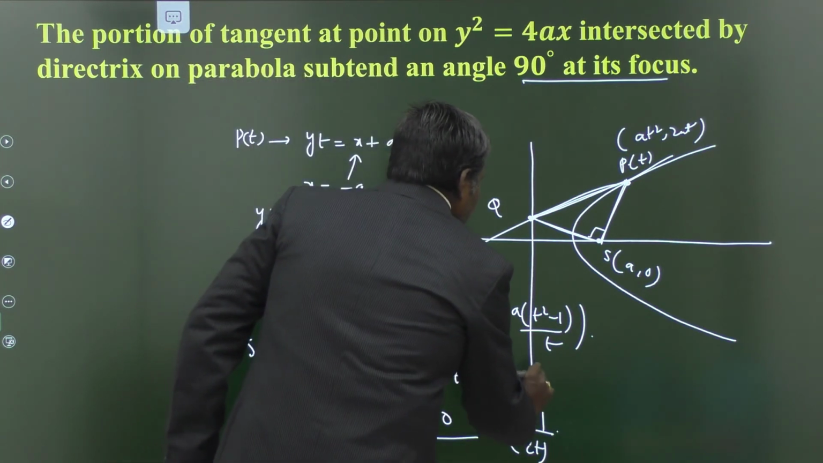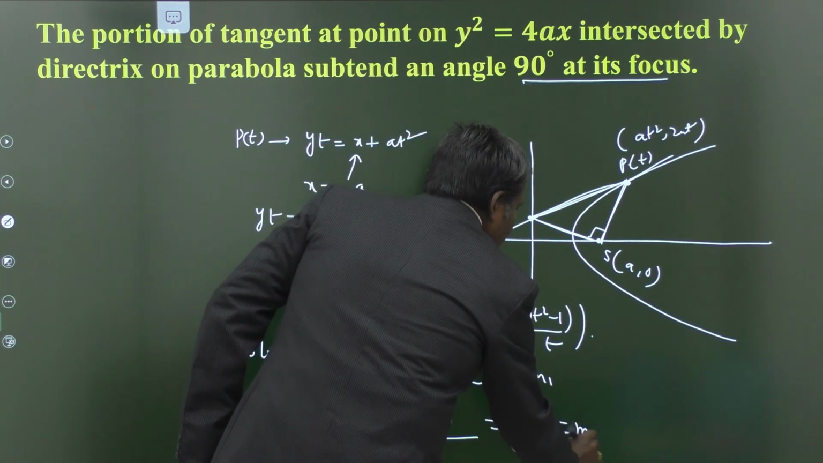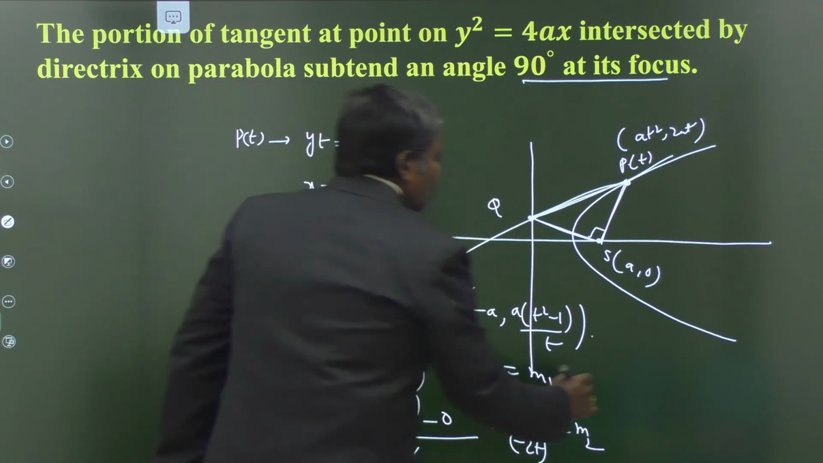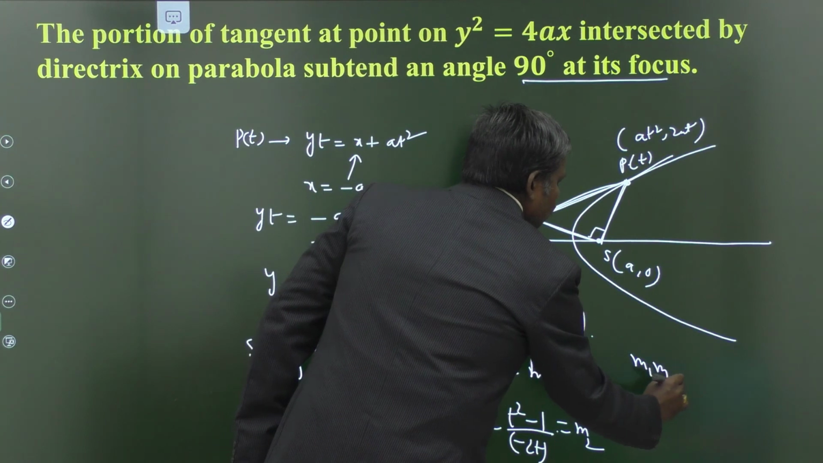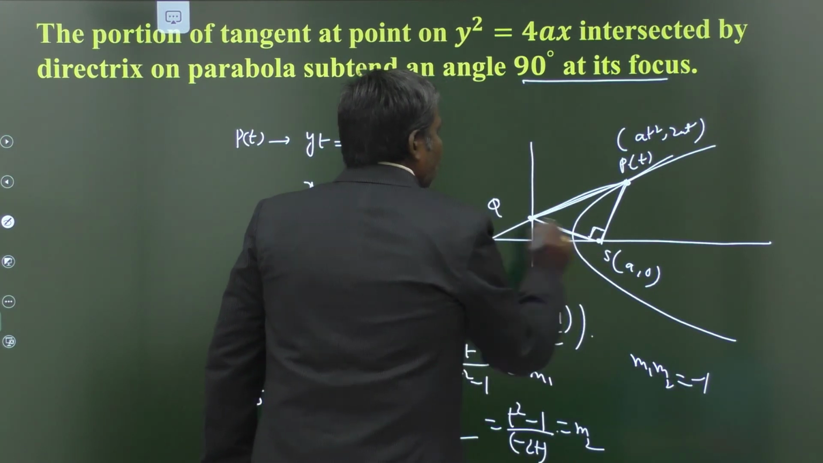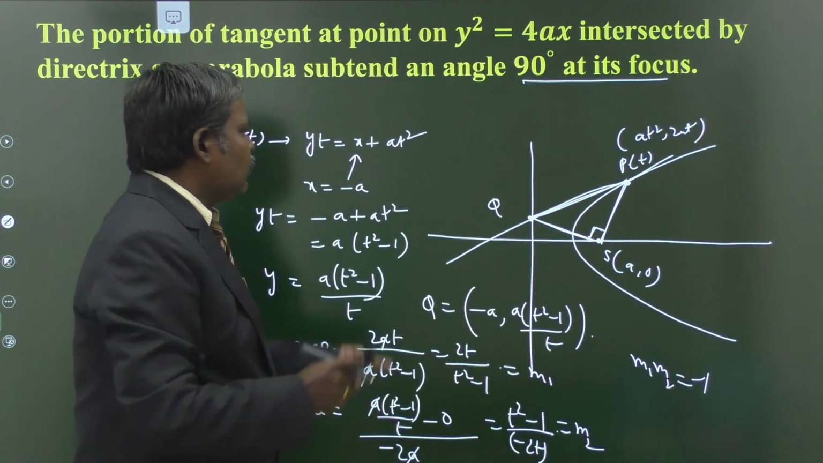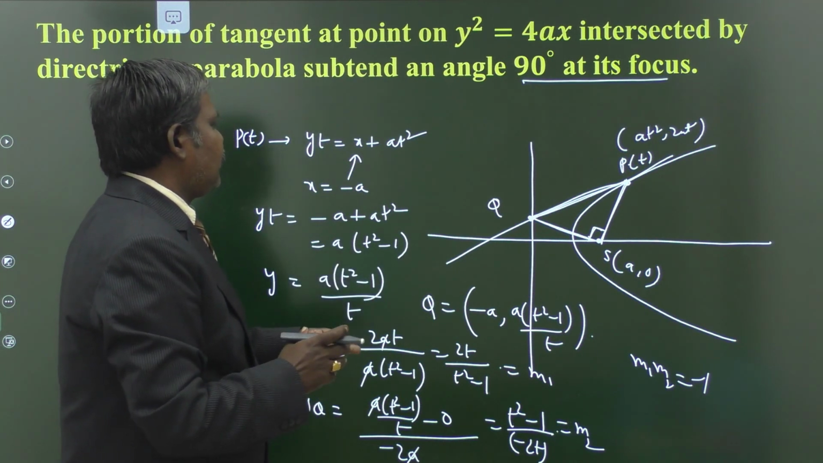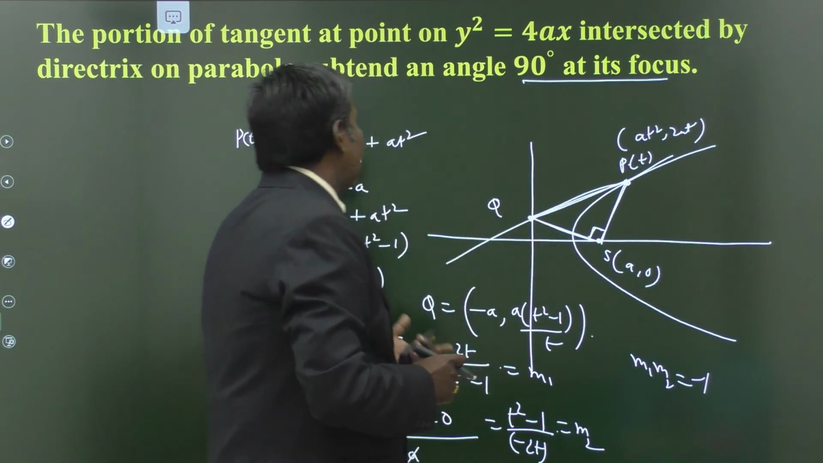This is 2t by (t squared minus 1), this is (t squared minus 1) by minus 2t. Clearly m1 m2 is minus 1, or not? This is m1, this is m2. Clearly m1 into m2 is equal to minus 1. So the angle is what here? 90 degrees. So once you have all the formulas thoroughly with concepts, you can do any one.